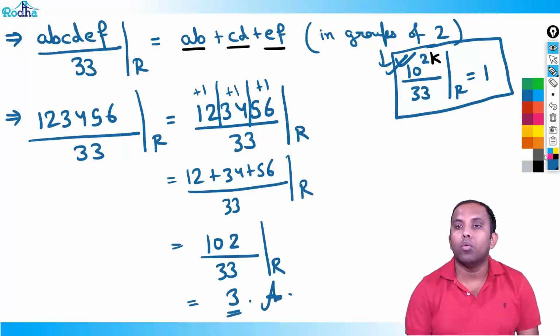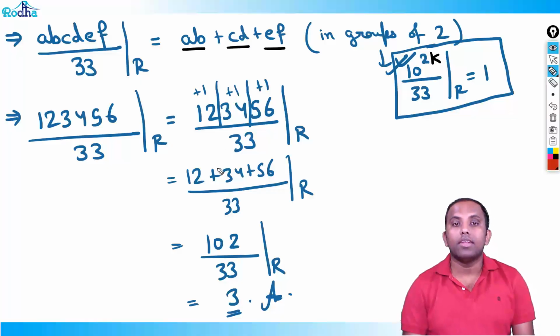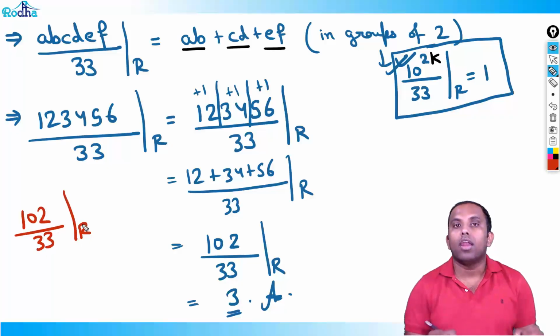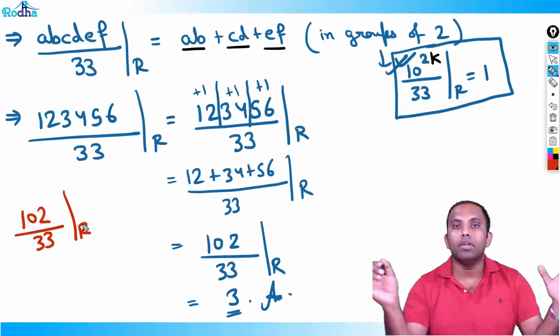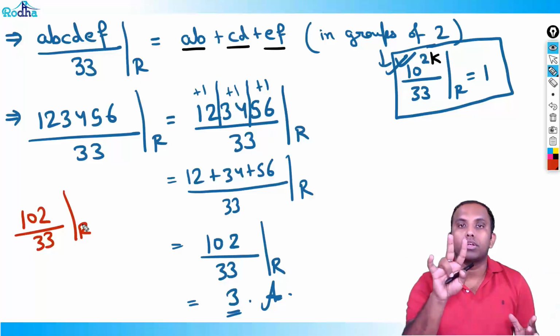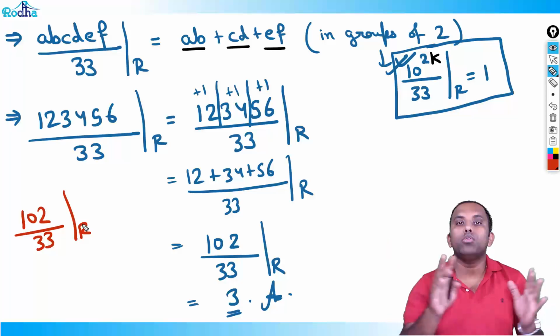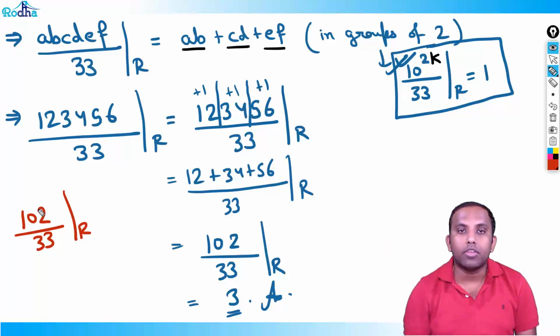But one more thing we can do here is, since it is 102 by 33, and for 33 you can make groups of 2, 2. So in the end we can shorten any big number to 2 digits. If the divisor is 33, I can shorten any big number to 2 digits. So here it is still 3 digits, right? So again I can make groups of 2, 2.